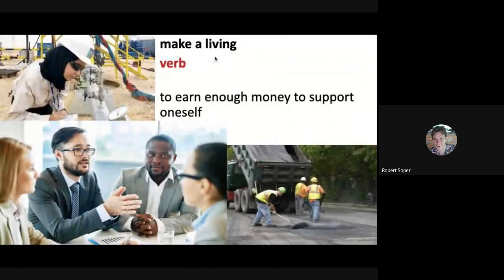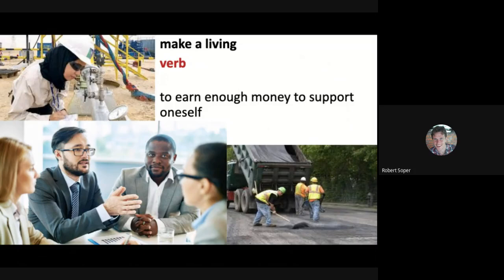This verb is make a living. Make a living. Make a living, as I said, is a verb. It means to earn enough money to support oneself. So, how do you make a living, Robert?